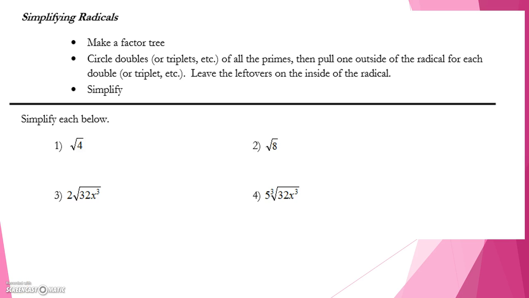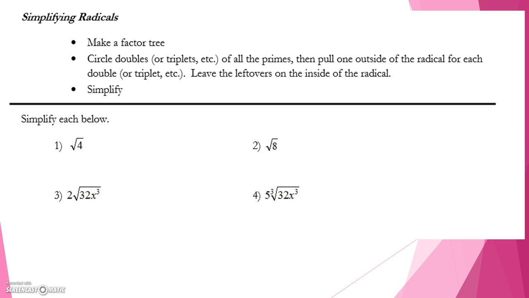Hey guys, we're going to learn how to simplify radicals first. The first step is you make a factor tree, then you circle any doubles or triplets or whatever of all the primes, depending if it's a square root or cube root, etc. Then you pull one outside of the radical for each double or triplet, etc. And then you leave the leftovers on the inside.